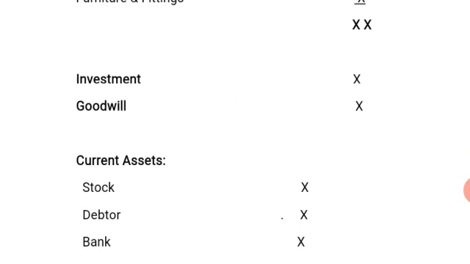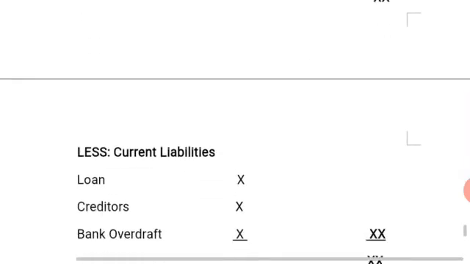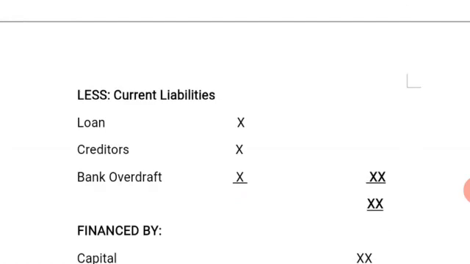If you have intangible assets such as investment and goodwill, you add them to it. Then you total your current assets such as stock, debtors, cash at bank and cash in hand. Everything will be totaled. That's our total assets. Then you less current liabilities from it, such as loan, creditors and bank overdraft. So the total of the current liabilities will be deducted from the total assets, and that will give us our capital employed.